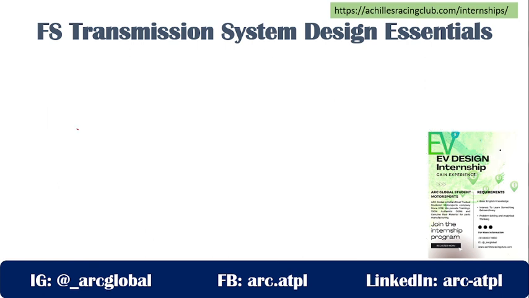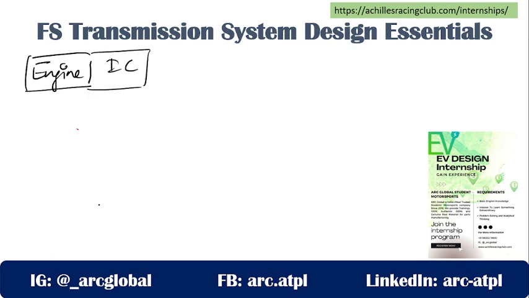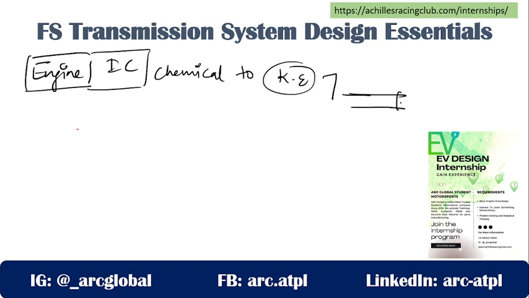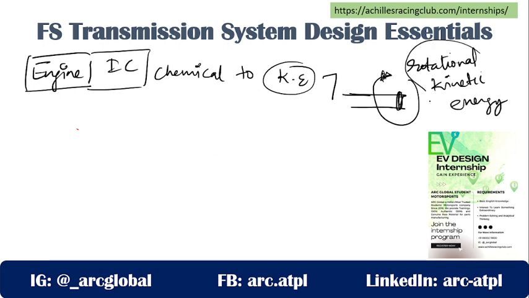Okay, so let's just try to understand the very basics, how this power is being converted. Our engine is the power source, IC engine. Now, how does this work? It converts the chemical energy into kinetic energy. What kinetic energy do we have? At the end, we will be having the output shaft that is rotating. If it is rotating, it means it will be having the rotational kinetic energy.